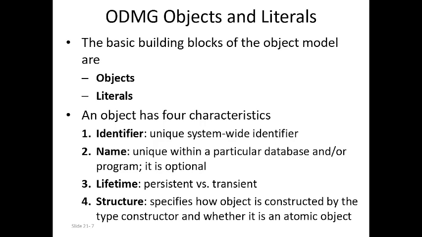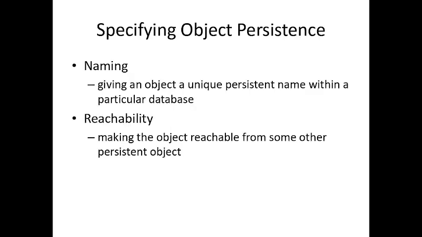So the typical mechanisms for making an object persistent are naming and reachability. Okay. And all these have some structure also, which specifies how the object is constructed by the type constructor and whether it is an atomic object. Okay. And here we are specifying this object persistence, and as I told you, there are two typical mechanisms for making an object persistent, and they are naming and reachability.